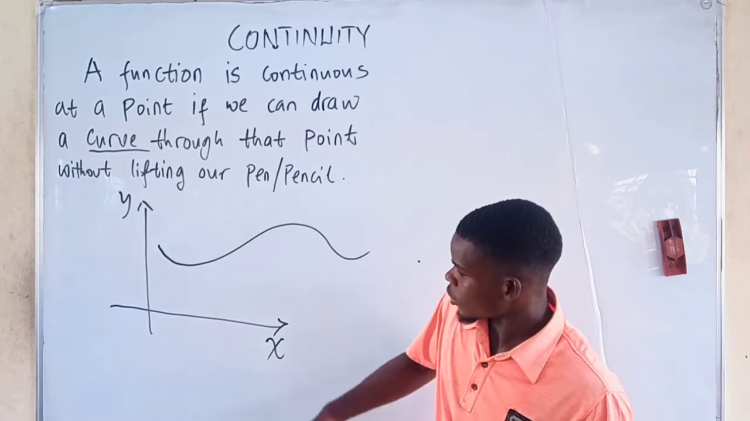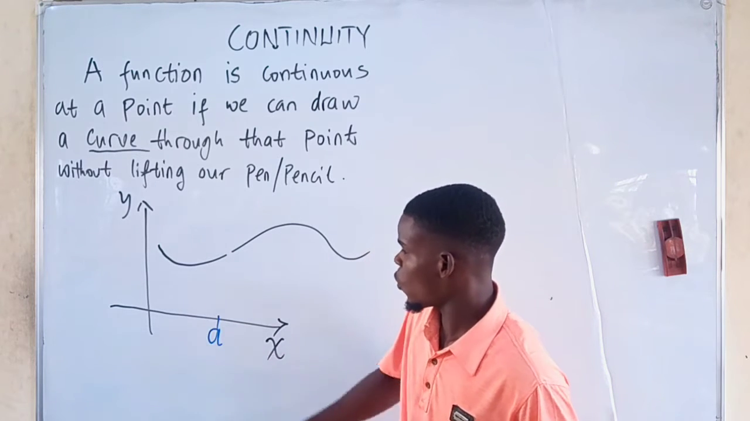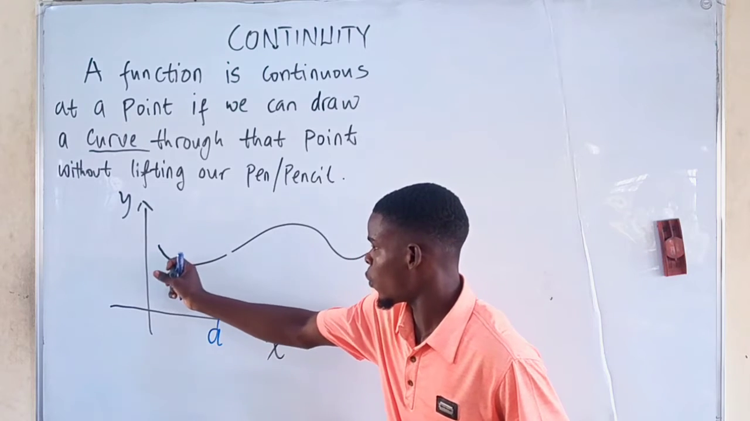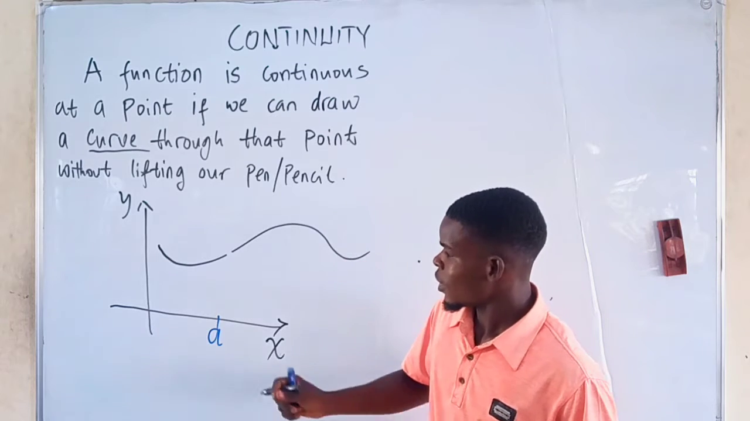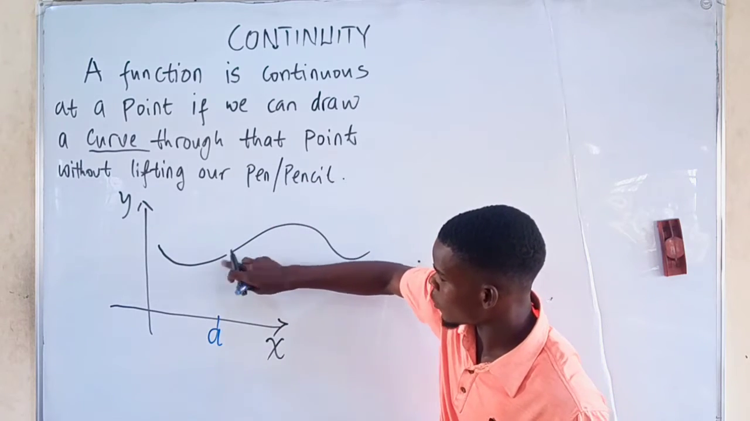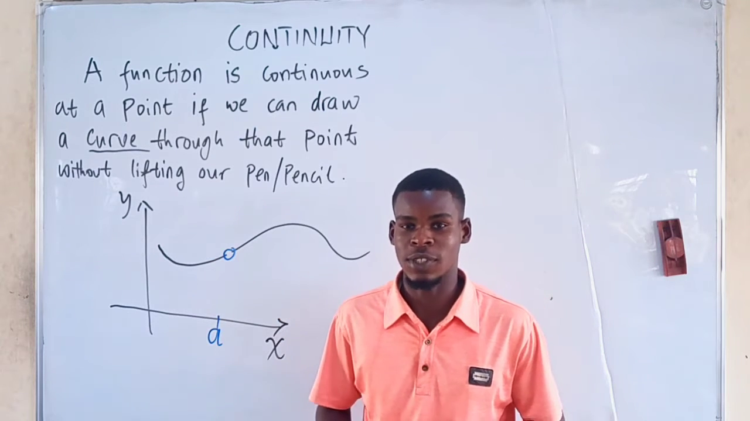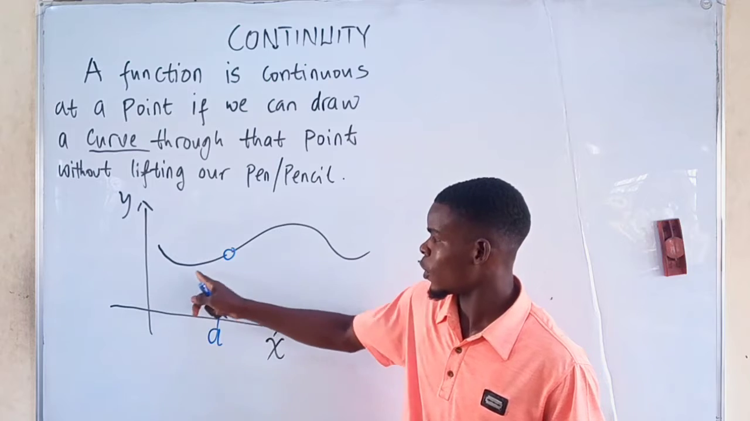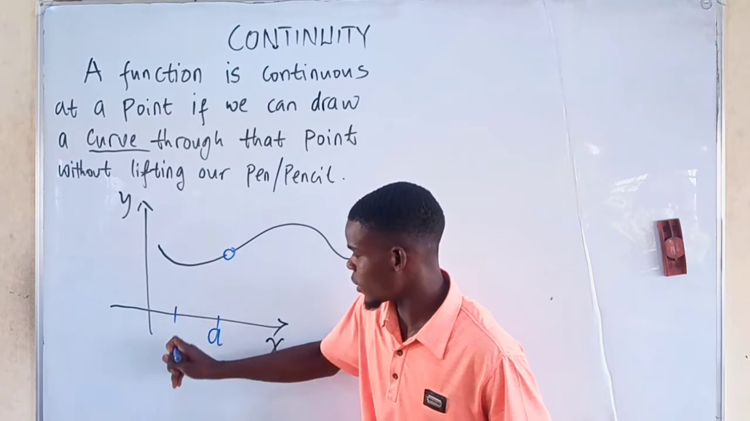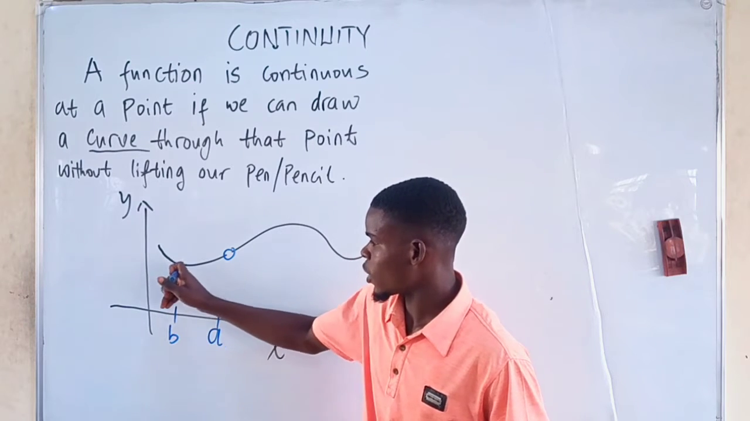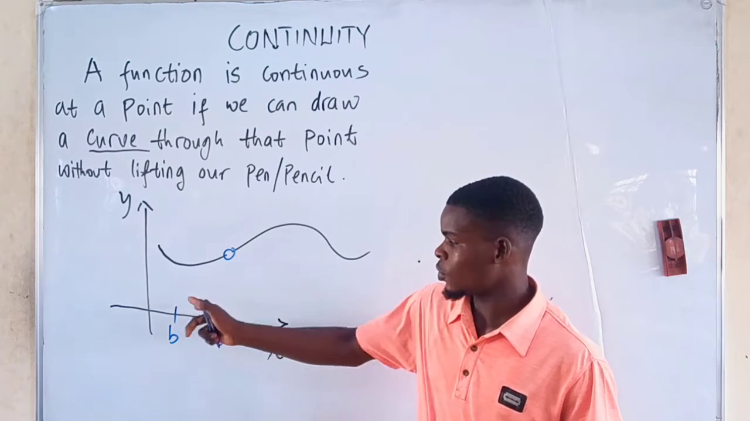Now, assuming we got to this point, let me call it point A on the x-axis, and we drew the curve. When we got to that point, we lifted our pen and then drew again through some other point. Then the function is not continuous through that point, because we can't draw the curve through it without lifting our pen. But if at this other point, let's call it B, we can draw freely without lifting our pen, then we can say the function is continuous through point B.